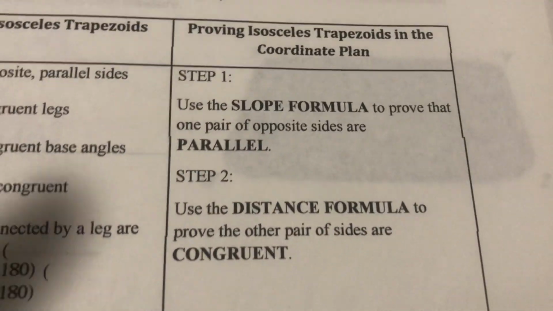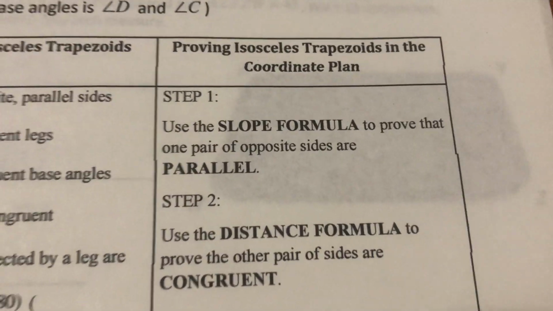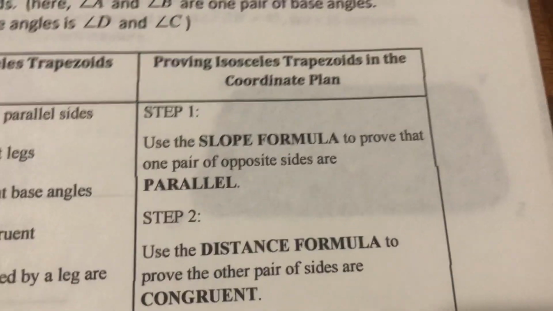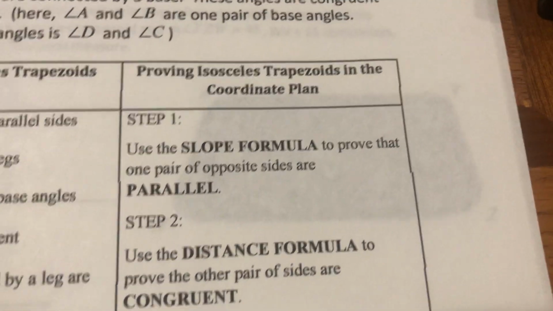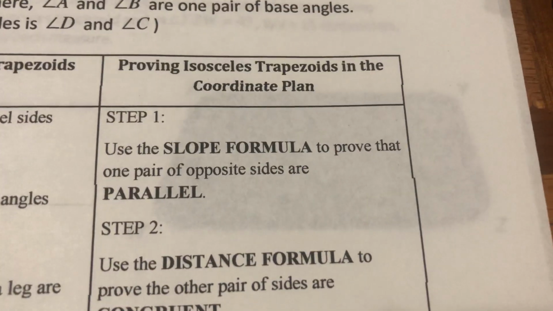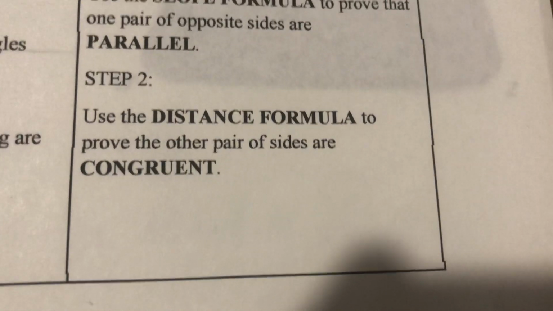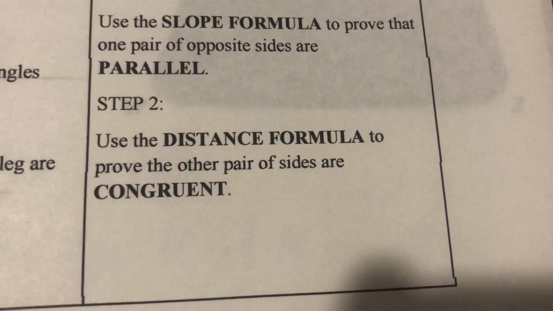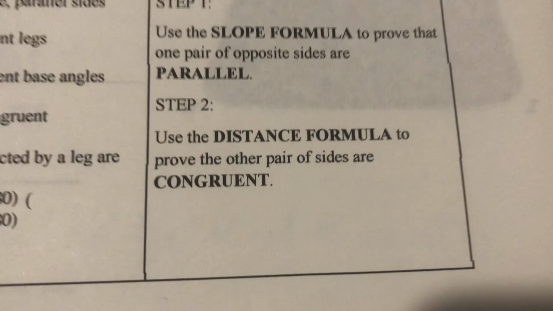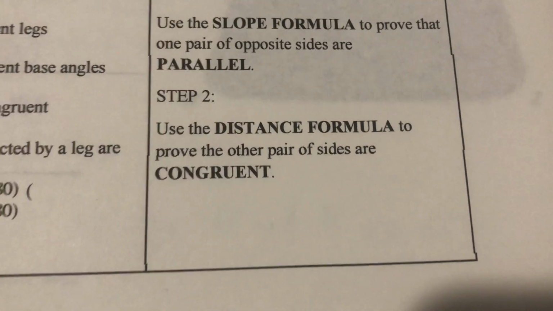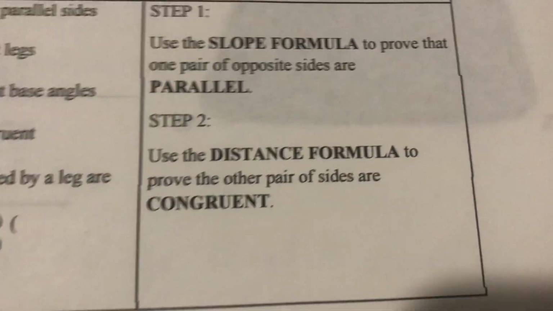If it's not parallel, we do have to check the other pair of opposite sides just to see if maybe they're parallel. Maybe my graph didn't look perfect and I misjudged. So you have to check both pairs of opposite sides until you get one match. Otherwise, it's not a trapezoid. You can just stop. But once we get one pair of opposite sides parallel, we know it's a trapezoid. We're going to take the other pair of opposite sides and run the distance formula on them to see if it's an isosceles trapezoid or not. If the other pair of opposite sides are congruent to each other, then we have an isosceles trapezoid. If they're not, then we just have a regular trapezoid.